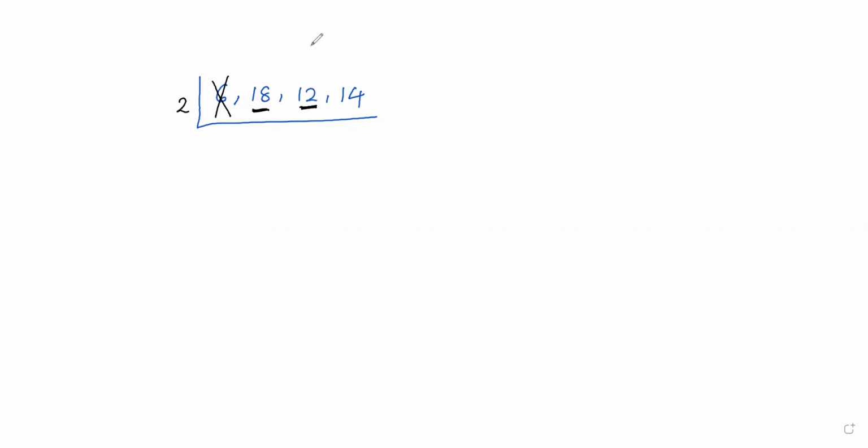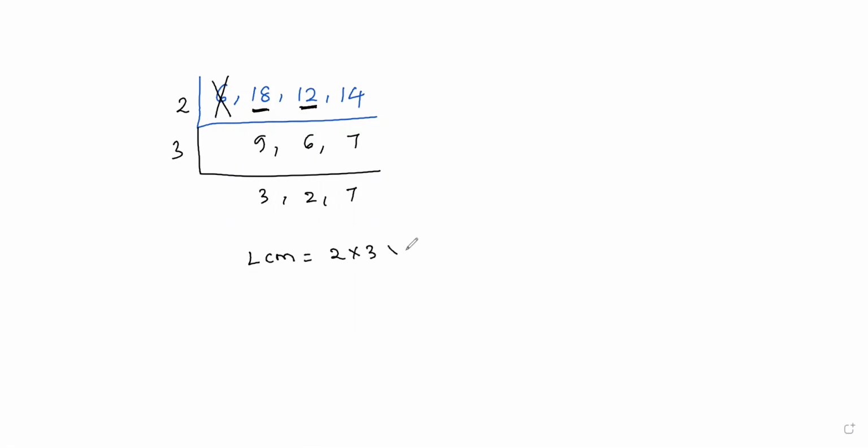In the 2 table, 9 times, 6 times, 7 times. In the 3 table, 3 times, 2 times, 7 times. After that, 3, 2, 7. If you take any divisor, it cannot divide any two of these numbers. So you can stop the procedure here. So the LCM now becomes 2 into 3 into 3 into 2 into 7.